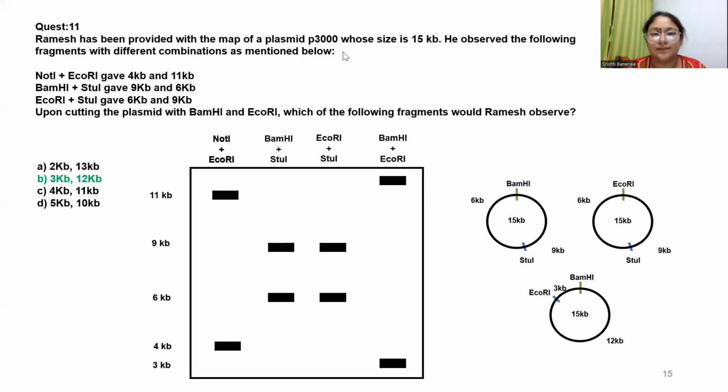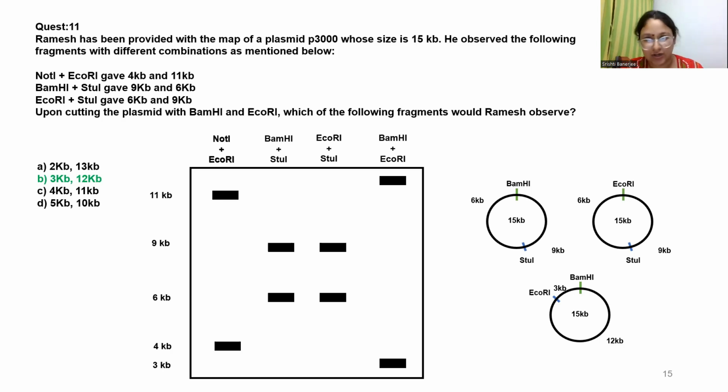Okay, sure, I'll repeat. When you try to draw it, you see that StuI is cutting it here and BamH1 here. Similarly, EcoR1 and StuI, both of them have same sized fragments. So we need to find what is the common size fragment between them. StuI is 9, so the rest is 6. So BamH1 and EcoR1 will at any point of time generate one fragment, which will be 6 plus 6, 12. You just need to add it up because 6 is common between them.